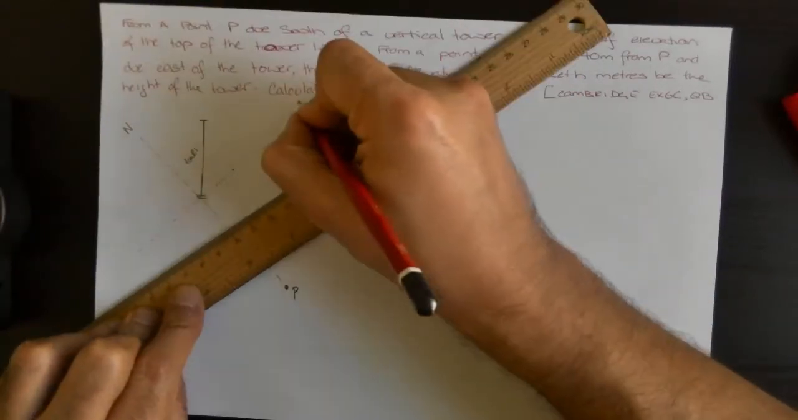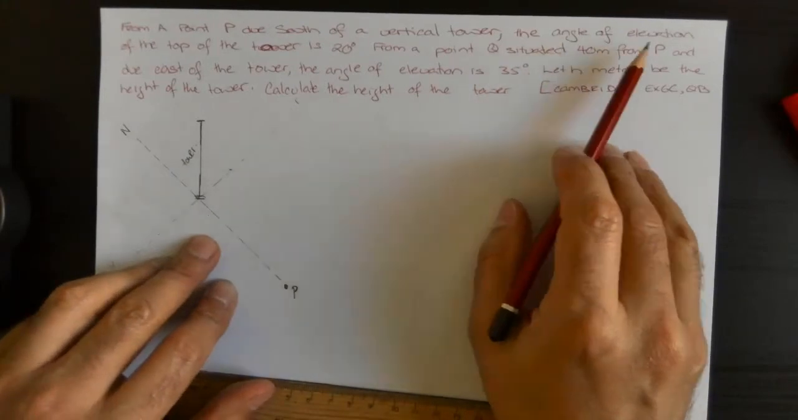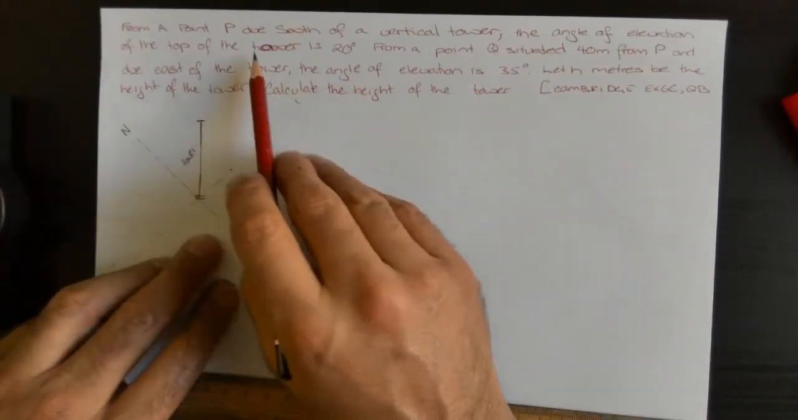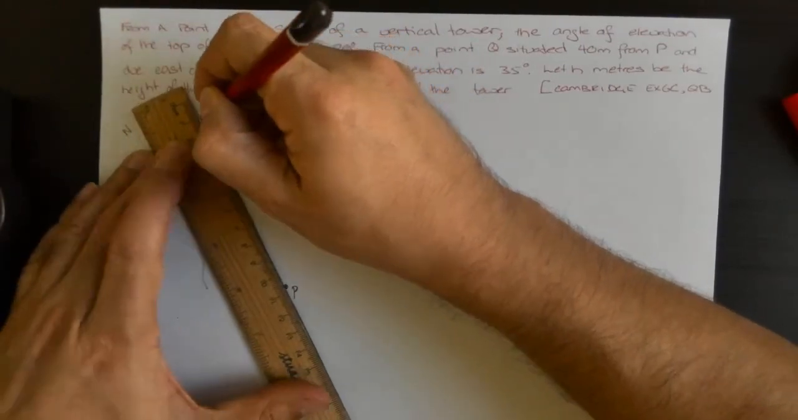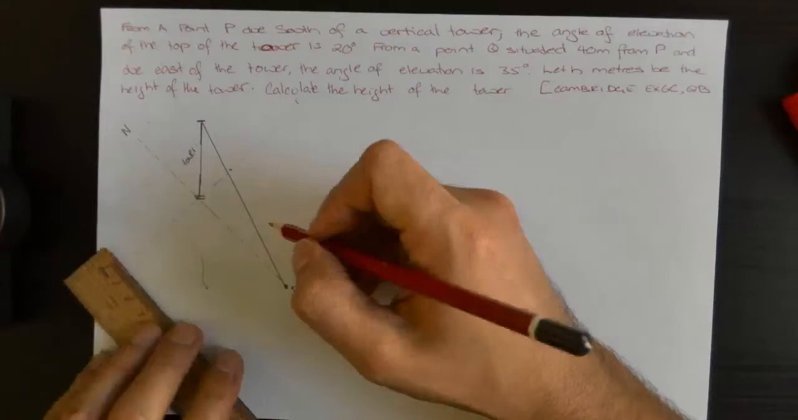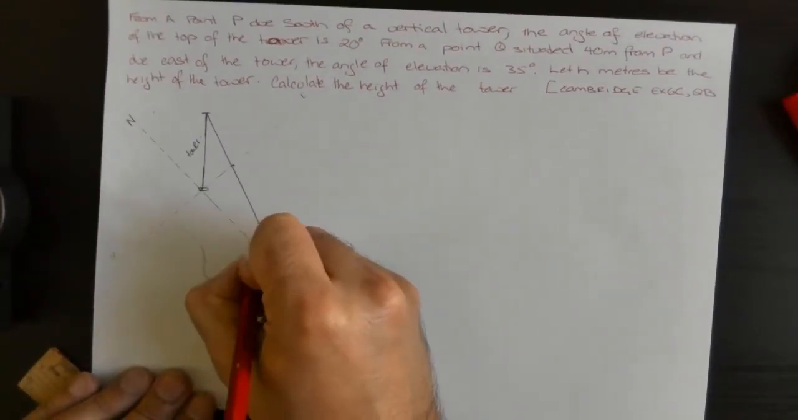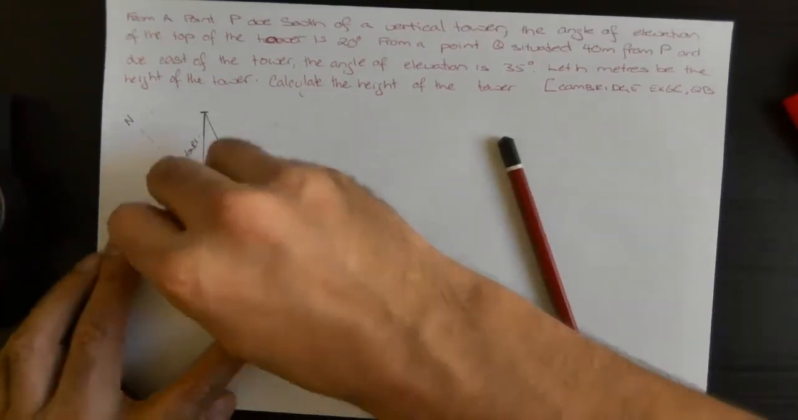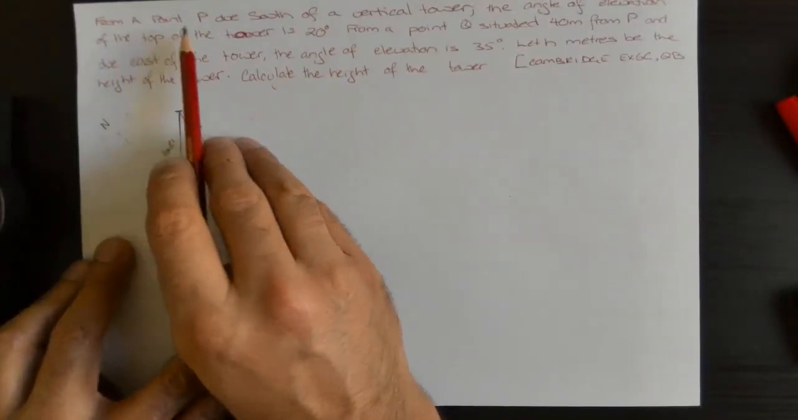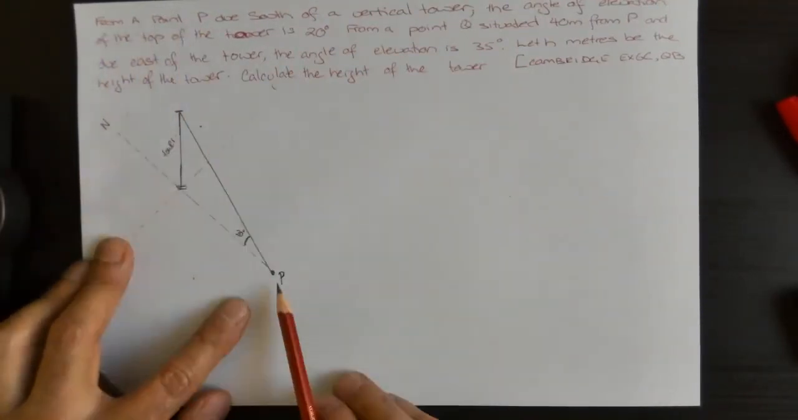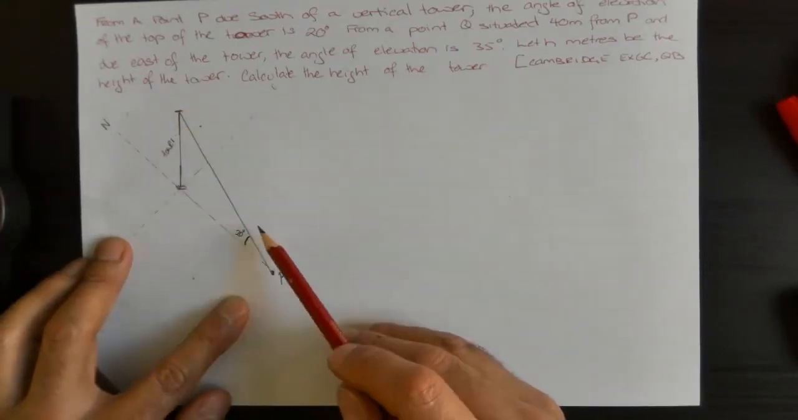Yeah, because that's going to be east out here, and that's going to be west. Okay, so there's my tower. The angle of elevation of the top of the tower is 20 degrees. So from here, I have this angle here, which is 20 degrees. So from a point P due south of a vertical tower, the angle of elevation of the top of the tower is 20 degrees.